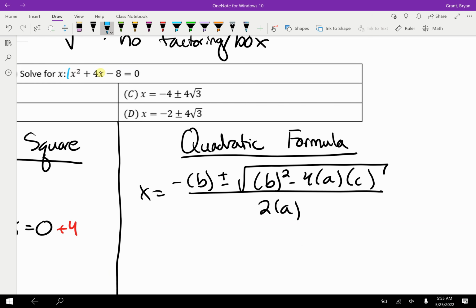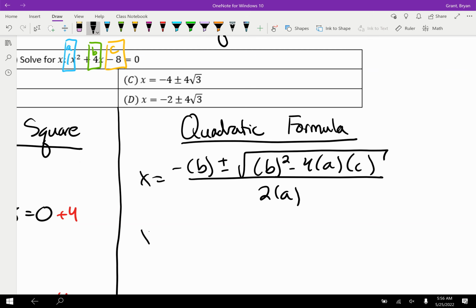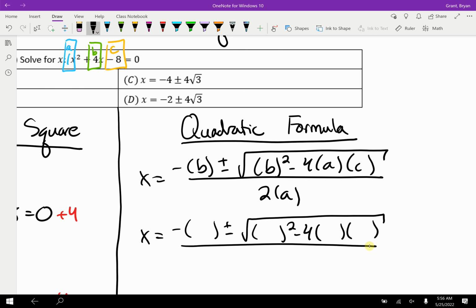All right, we know A is 1. I can label this, I guess. B is 4. Should have gotten the sign there. Oh well. And C is negative 8. So let's plug all these in. And I'll leave the blanks first, and then we'll go back through and do it. I always put parentheses with the quadratic formula. I think it helps you with all the different signs and not missing those. Let's see, so B is 4. A was 1. Let's see, it's all over 2A. Very nice. And C was negative 8.